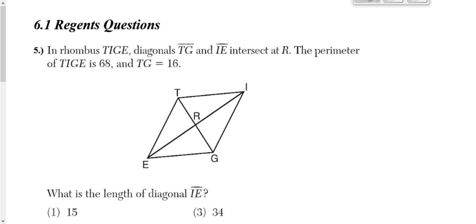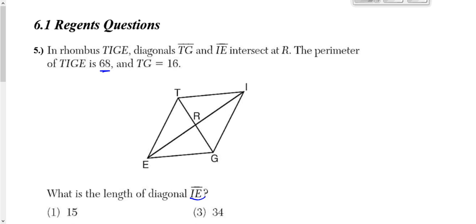Moving along. That's another rhombus. They love rhombi. And they even gave us a sketch. But this one's got a little twist to it. Read it over. They gave us the perimeter, 68. The length of IE.